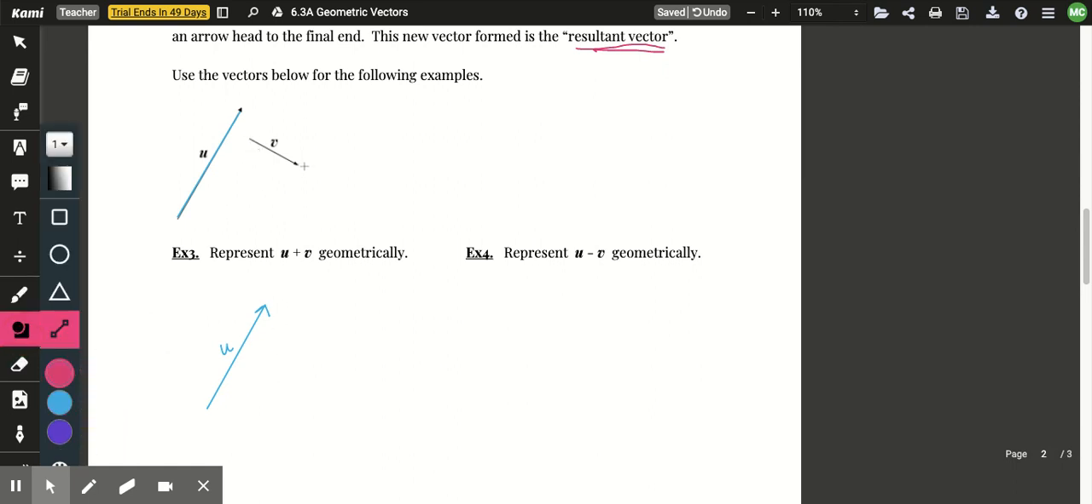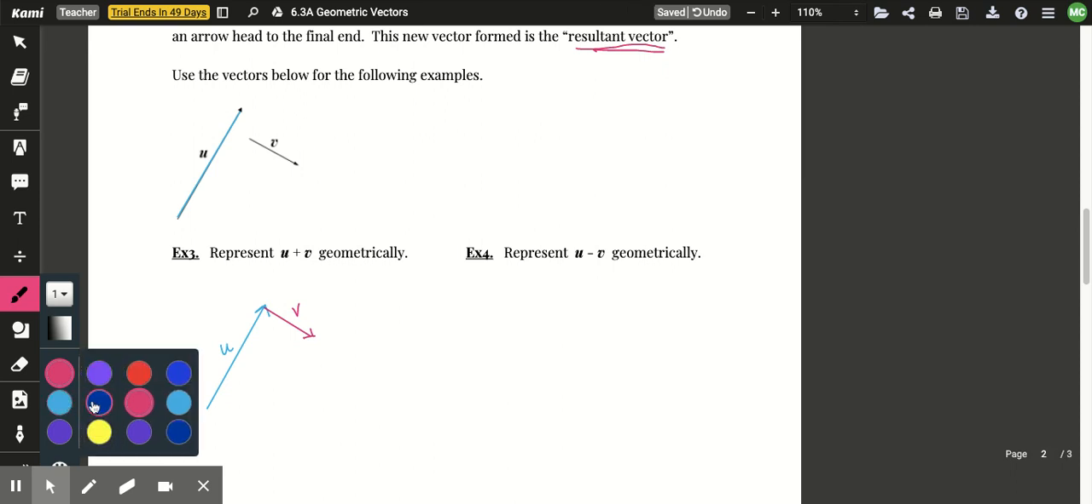And so I need to recreate vector v starting at the head of vector u. So I'm starting right here. That's the tail of it. And when I recreate it, I need to make it have about the same slope. It needs to look like it's about the same, and it needs to have the same length. So that looks like it's about right. And then I'll draw the head of that one on there. So this one is vector v.